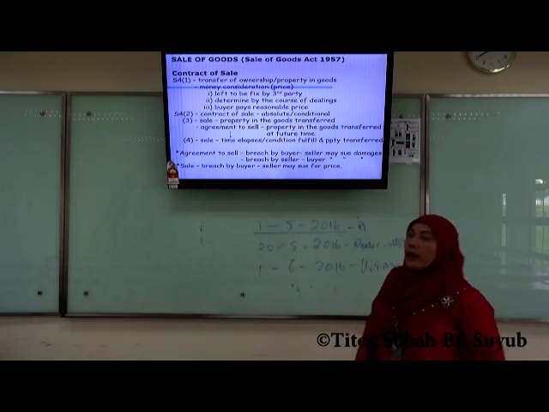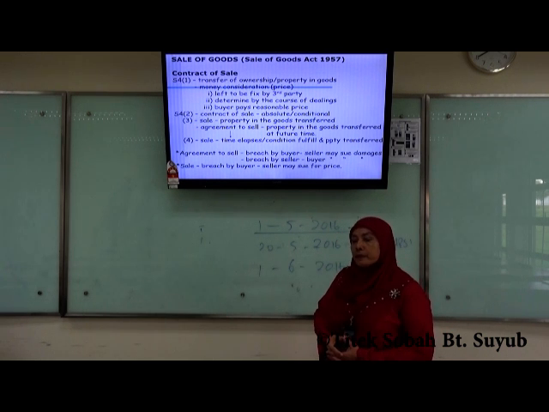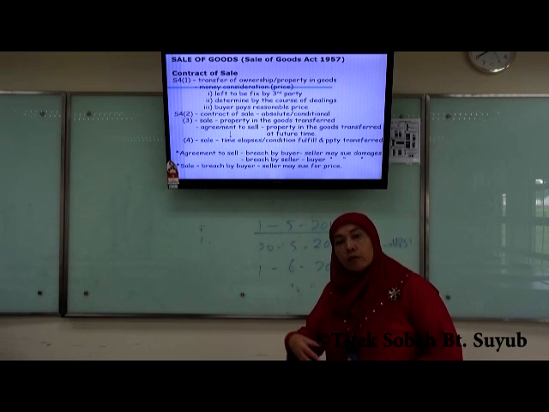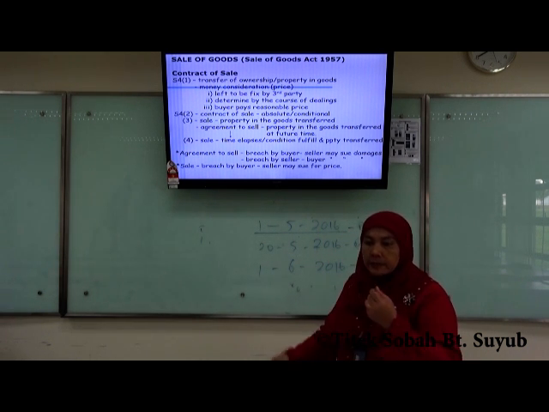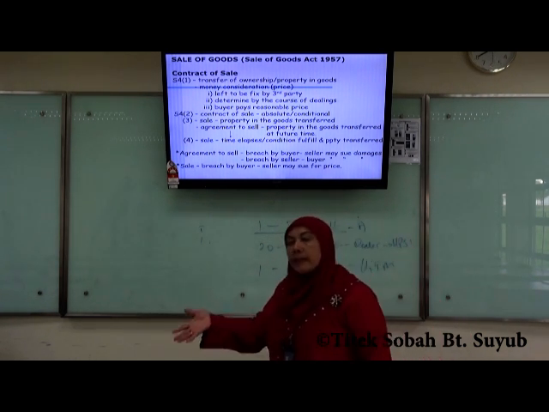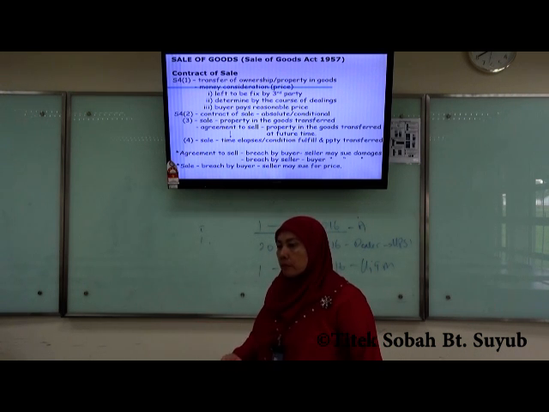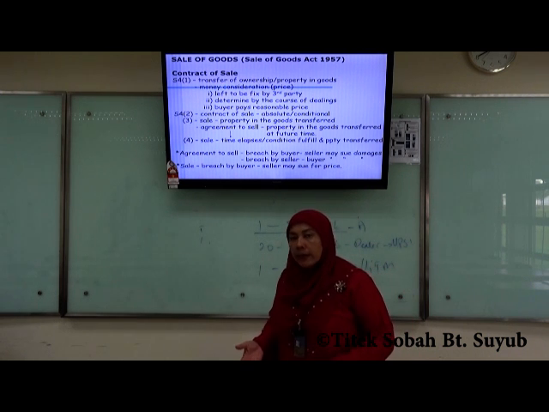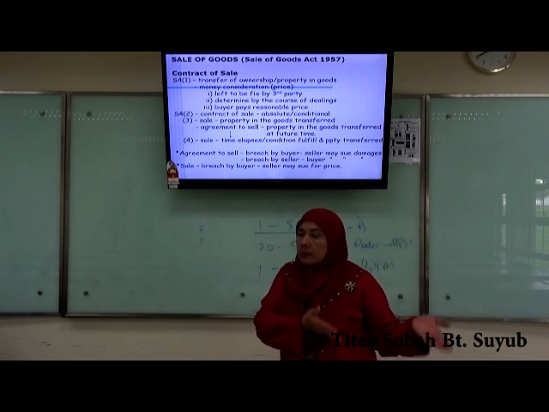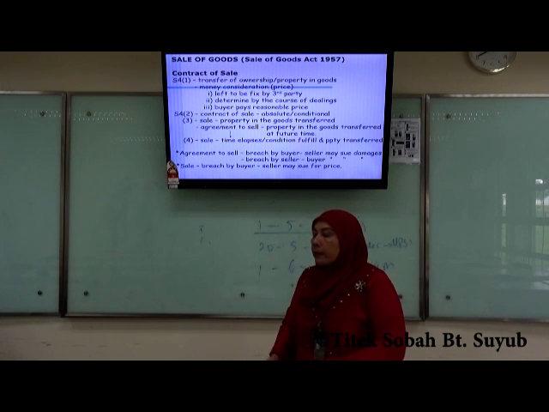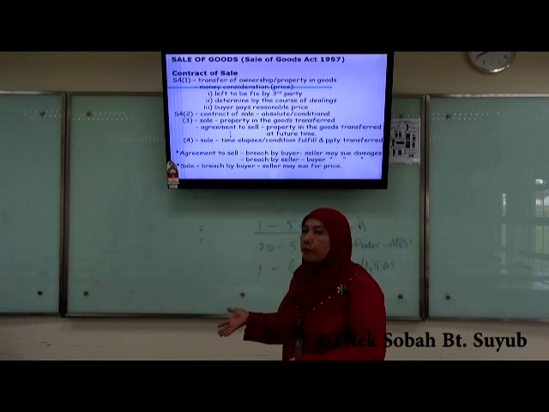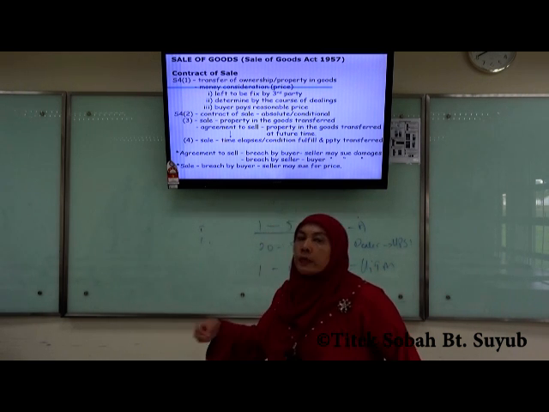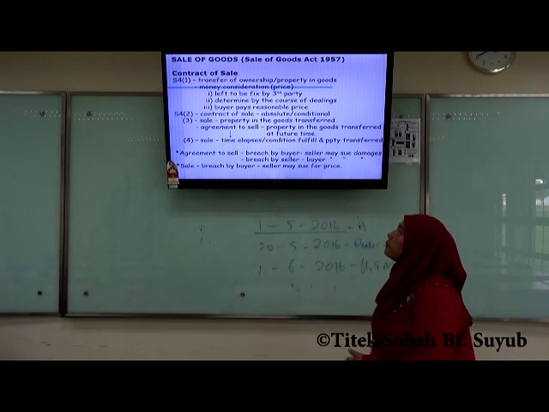And thirdly, when a buyer pays a reasonable price, what is this? This is the price which the buyer is willing to pay. So let's say Giant Supermarket sells an item at 20 ringgit per item, and Tesco sells it at 21 ringgit. If the buyer is willing to pay 20 ringgit at Giant, that will be a reasonable price. And if the buyer is willing to go to Tesco and pay 21 ringgit, then that will be the reasonable price which the buyer is willing to pay.